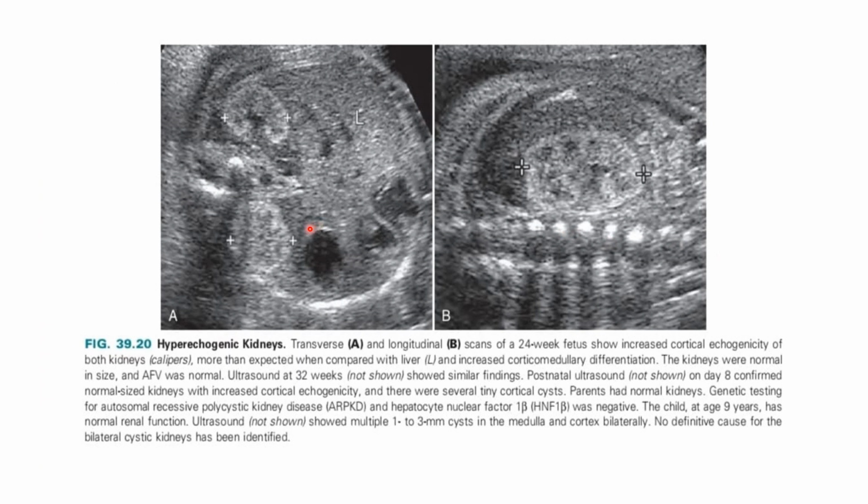This is the ultrasonic image on the transverse section showing bilateral hyperechogenic kidneys, because the echogenicity is increased compared to the surrounding liver. This is the longitudinal section showing the hyperechoic kidneys with multiple cortical cysts.